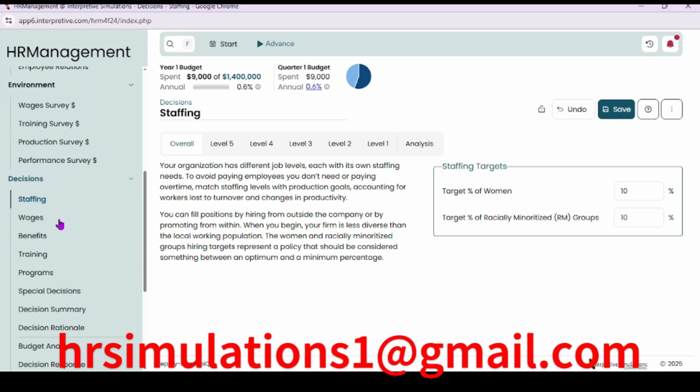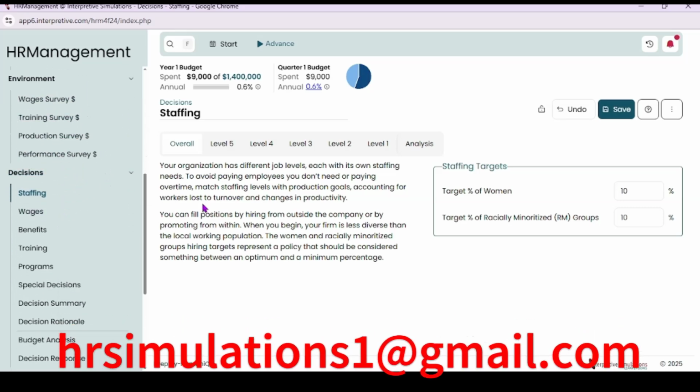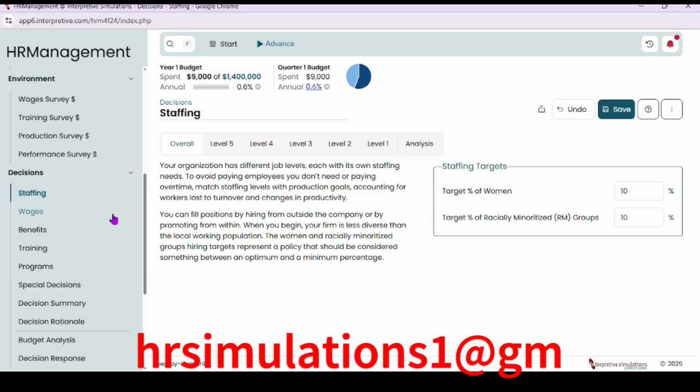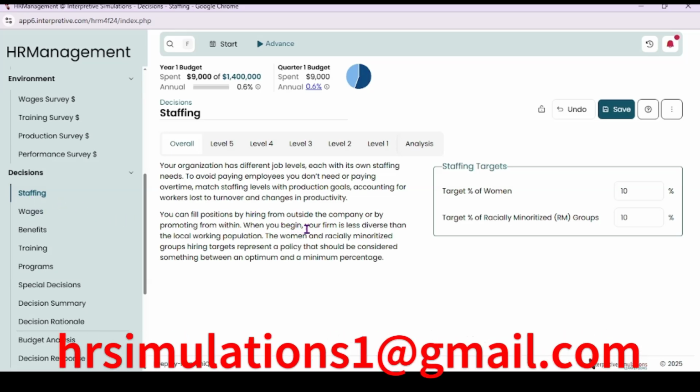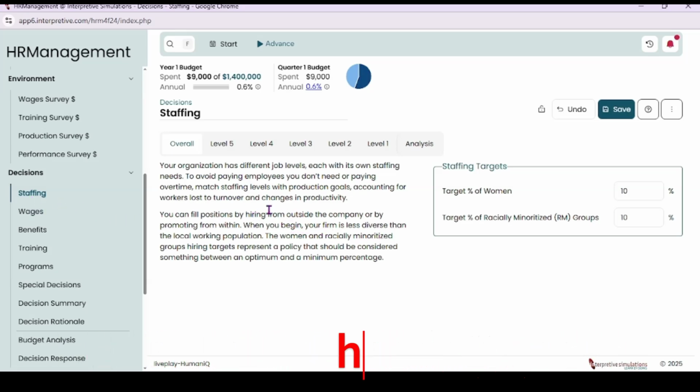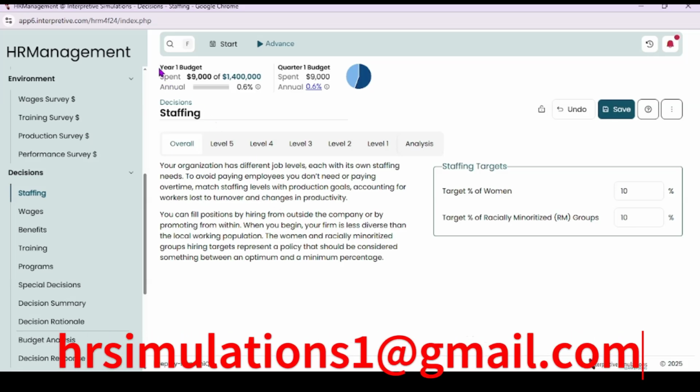So under the decisions, the first part that we're encountering is the staffing. After going through the report very well, I decided to come up with this decision for the staffing. Remember, when you are doing decisions for the year, we have the year one budget.